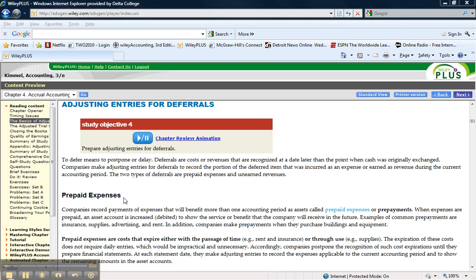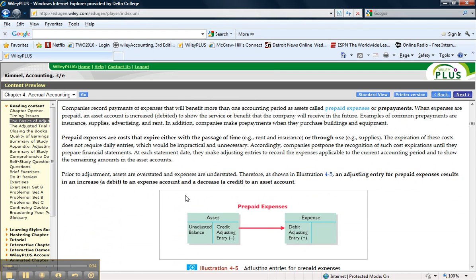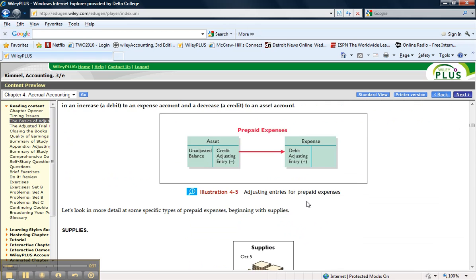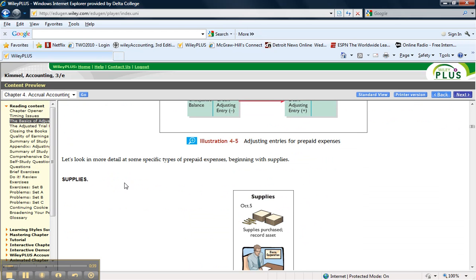Prepaid expenses is the type of deferral situation where our company pays money in advance, and then we have to record entries as we use up those expenses. So you're going to want to pay particular attention to the examples that they go through in this section of the book. They start talking about supplies.